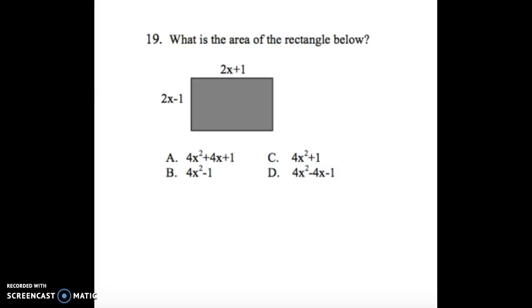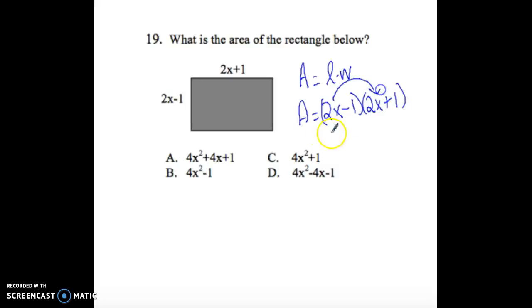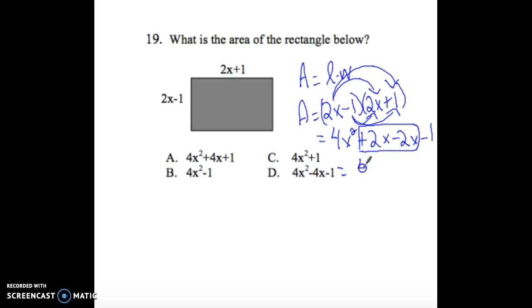Number 19, what's the area? Area equals length times width. So I would do 2x minus 1 times 2x plus 1 and distribute. 2x times 2x is 4x squared. 2x times 1 is plus 2x. Negative 1 times 2x is minus 2x. Negative 1 times positive 1 is negative 1. Positive 2x minus 2x becomes 0. So I get 4x squared minus 1, which is B.